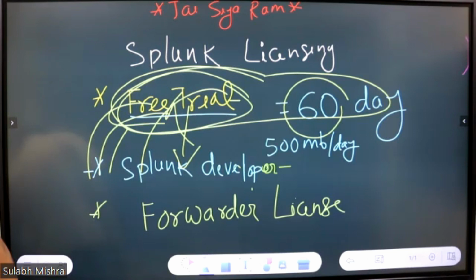Because you understand, a forwarder is not going to store the logs and not going to index the logs, so it does not use the license. But in case you want the forwarder to index the logs and also store the logs, in that case, in this forwarder, you have to apply the Splunk Enterprise license. Understand? Clear?